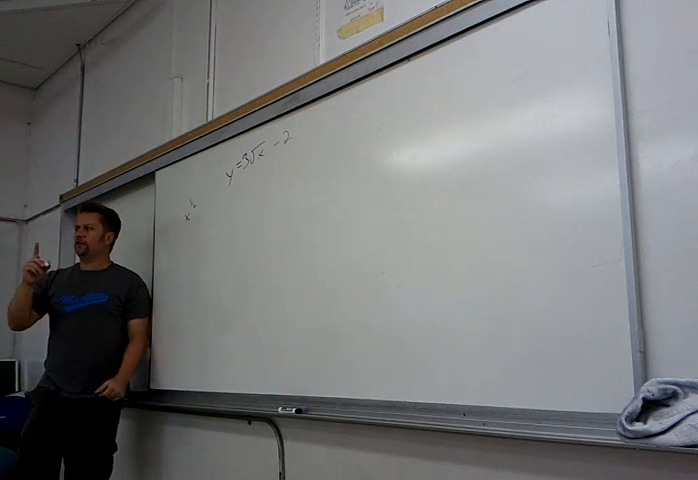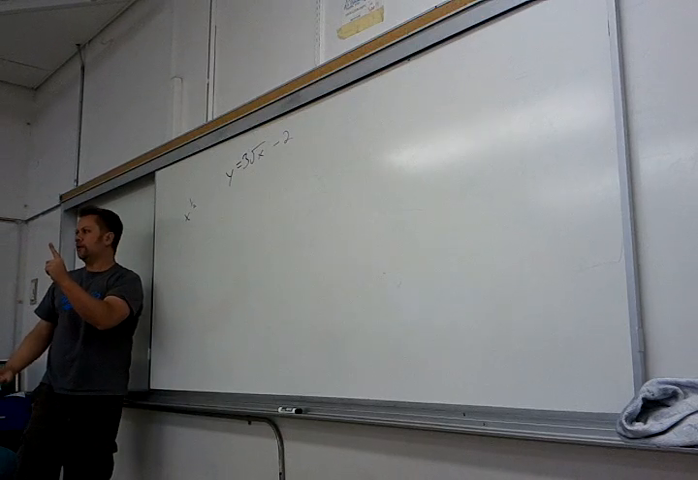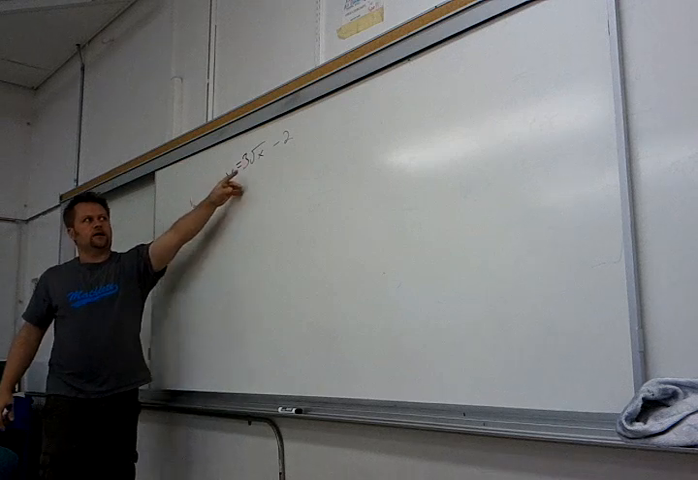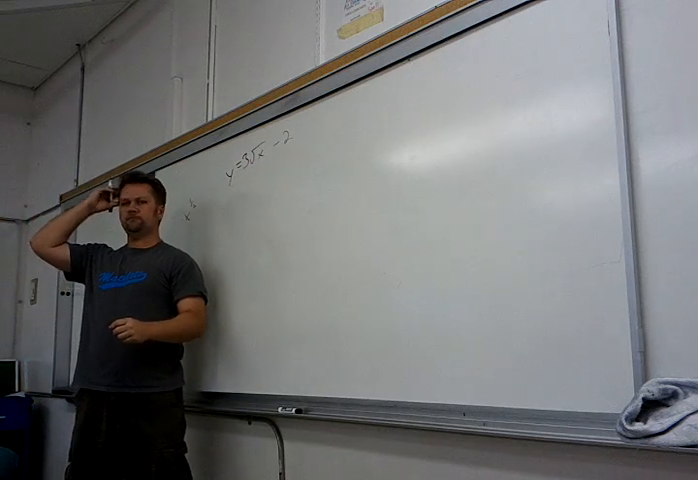A linear function has x to the first power. That's why I call it linear. This is a 1/2 power. It's not going to be a straight line. It's going to be some kind of curve. It's going to be a parabola, right? No.